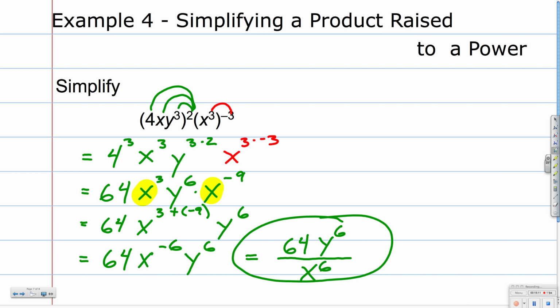Remember, when you're raising a power to a power or a product to a power, you will be multiplying the exponents. When you raise a power to a power, you multiply exponents.